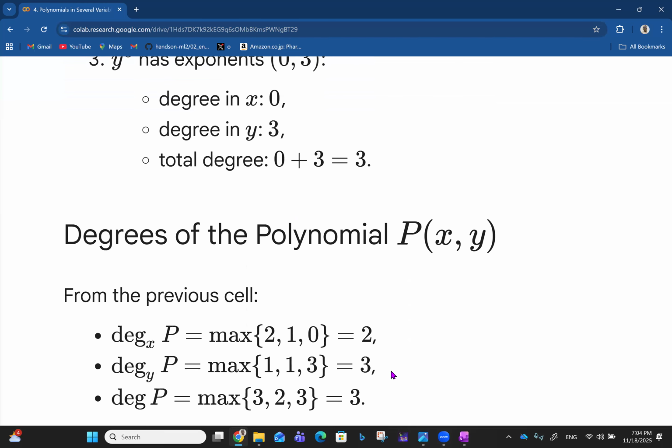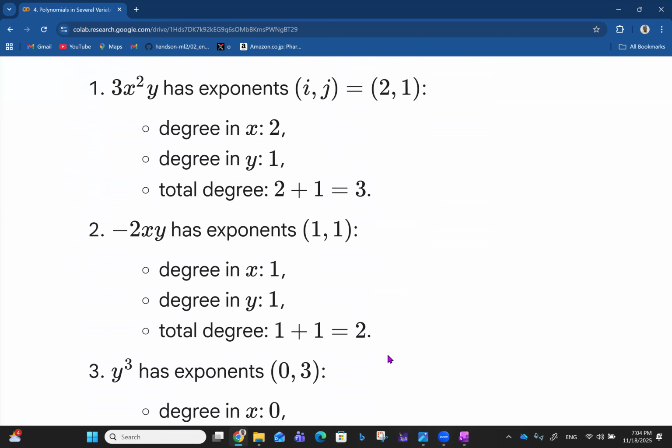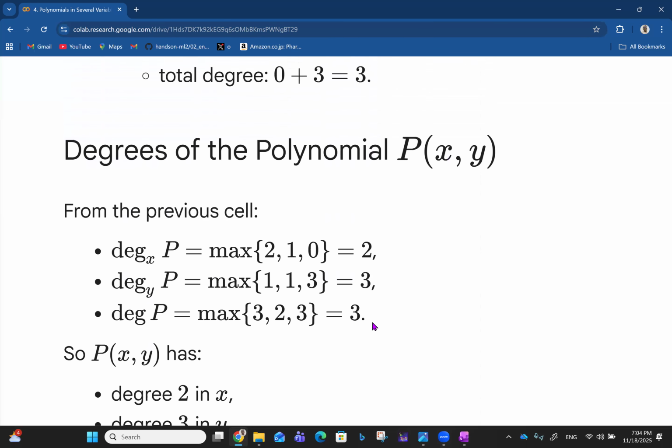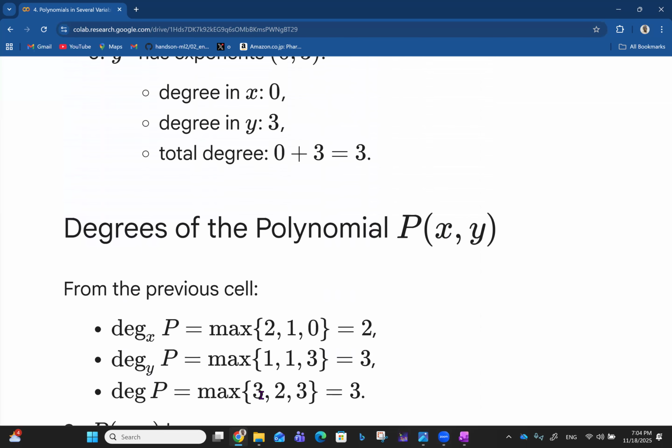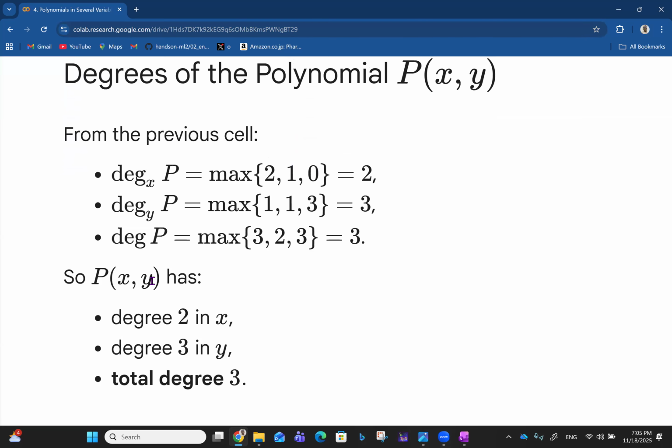At the end of the day, the overall degree of the polynomial is simply the biggest of the total degrees. So these 3, these 2, and these 3. The degree of the overall polynomial is the maximum of the total degrees: 3, 2, 3, which is simply 3. So in terms of x, the degree of the polynomial is 2. In terms of y, the degree is 3. But the total degree of the polynomial is the maximum of the total degrees for each monomial, which is 3. Okay? So we can say that p of x comma y has degree 2 in x, degree 3 in y, and total degree 3. That's basically what that tells us.